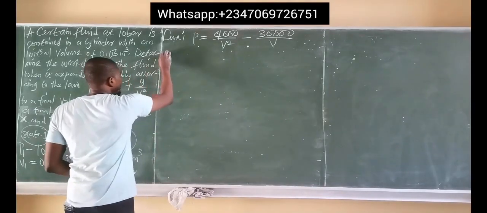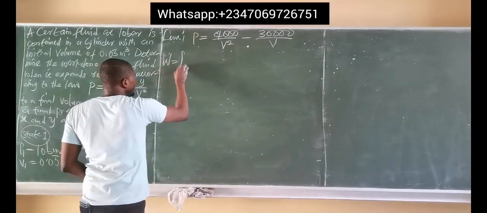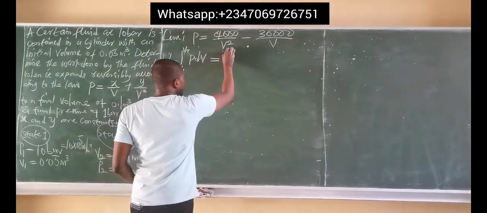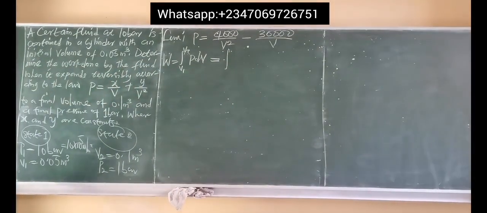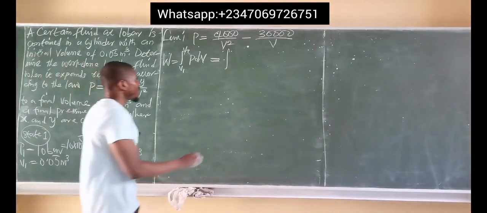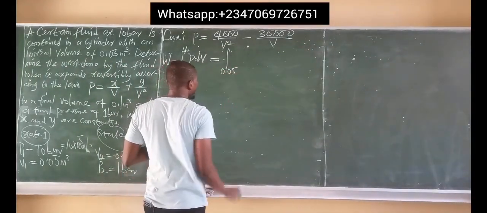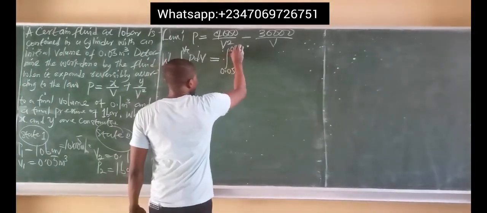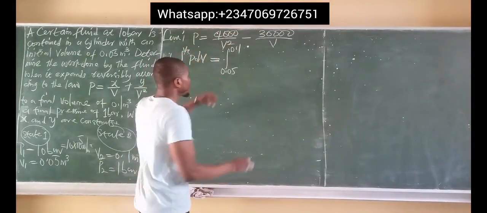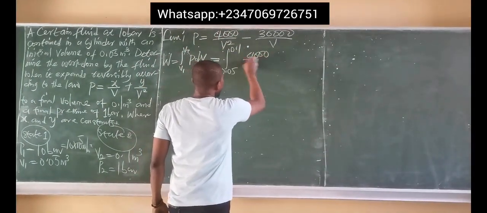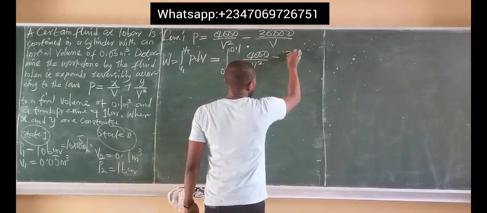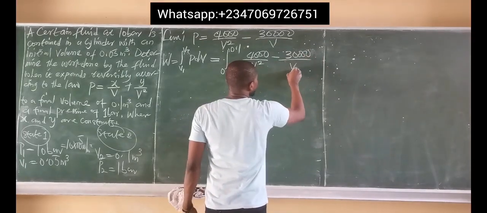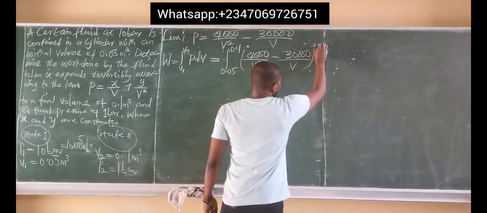So you recall work done is equal to the integral from v1 to v2 of p dv. What is our v1? Initial volume was given as 0.05. So you start it out from 0.05 to final volume V2, and V2 was given as 0.1, of P, this is our pressure, 4,000 all over V squared minus 30,000 all over V, all times dV.